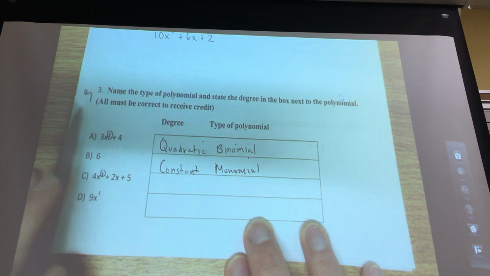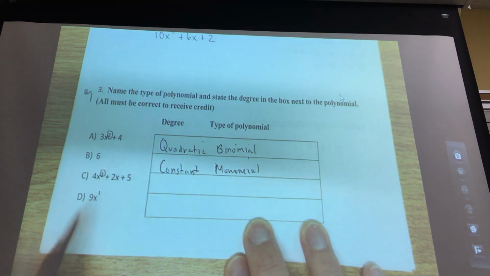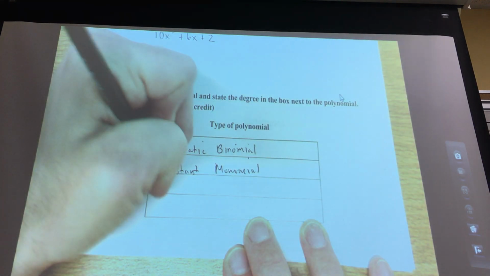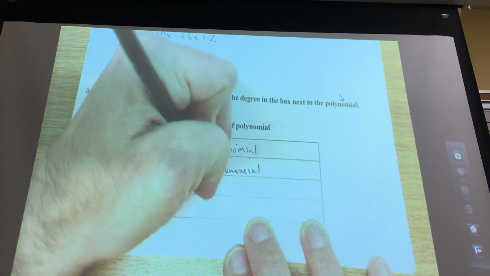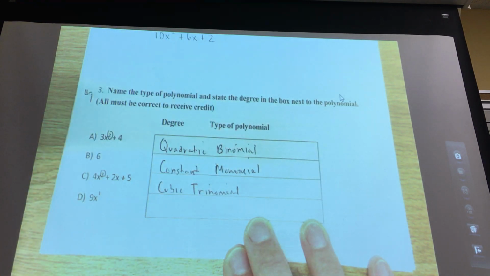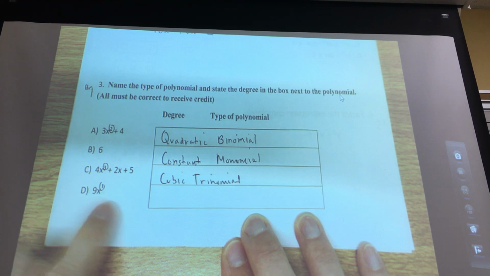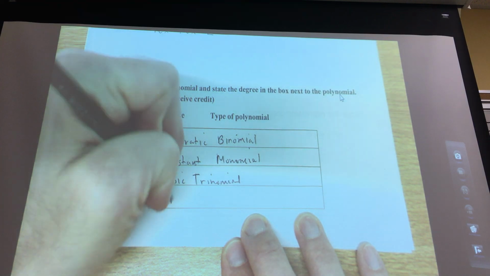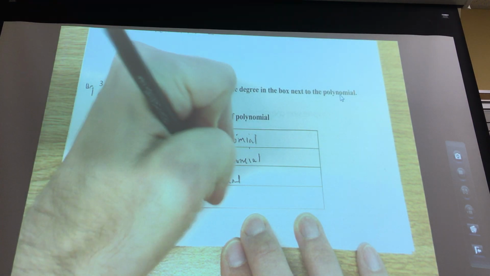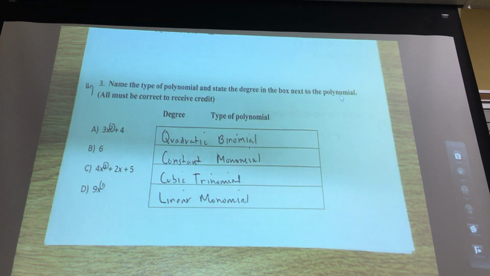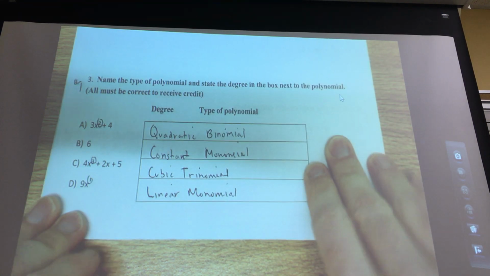So also this is number 9 on summative B, just in case you're on that one. So we got a constant monomial for that one. This one we've got a cubic, 1, 2, 3 terms, cubic trinomial. Last one here, we've got an exponent of 1. That's going to be linear when there's only 1 exponent, and there is 1 term, so that's a linear monomial. Mono means single.